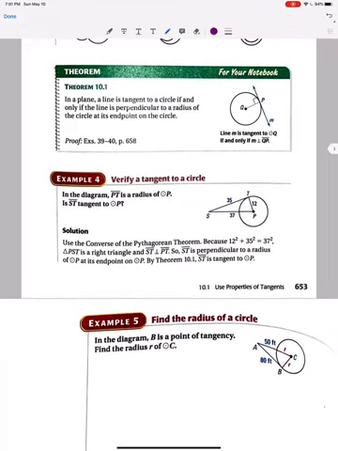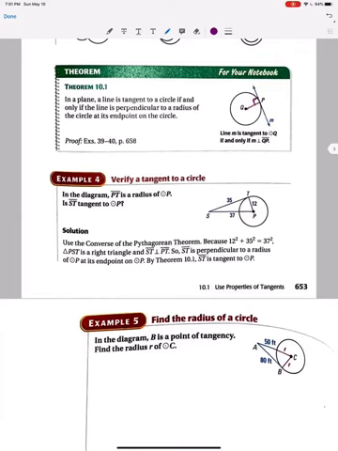It says, in a plane, a line is tangent to a circle if and only if the line is perpendicular to a radius of the circle at its endpoint on the circle. So let's do this again. A line is tangent to a circle. Now we want to know if these lines are tangent to a circle. And so it will be if and only if the line is perpendicular. So this is perpendicular, forming 90 degrees with a radius.